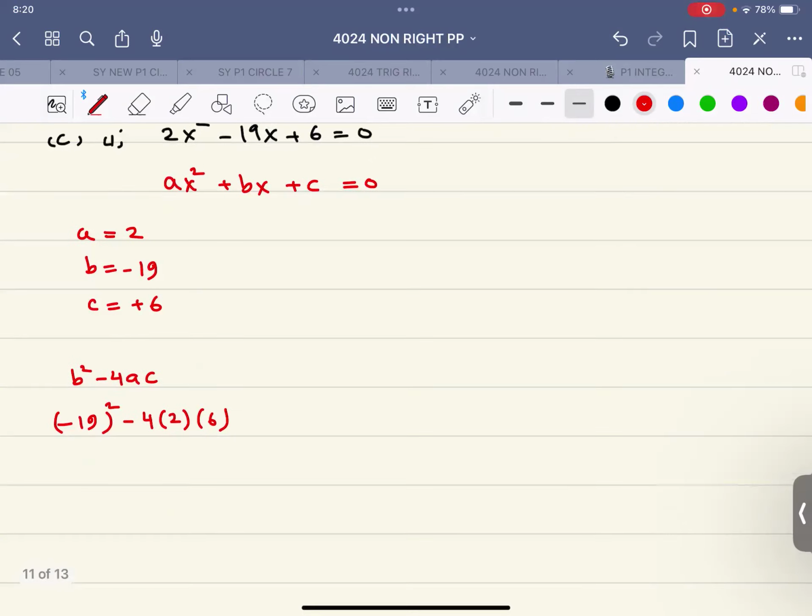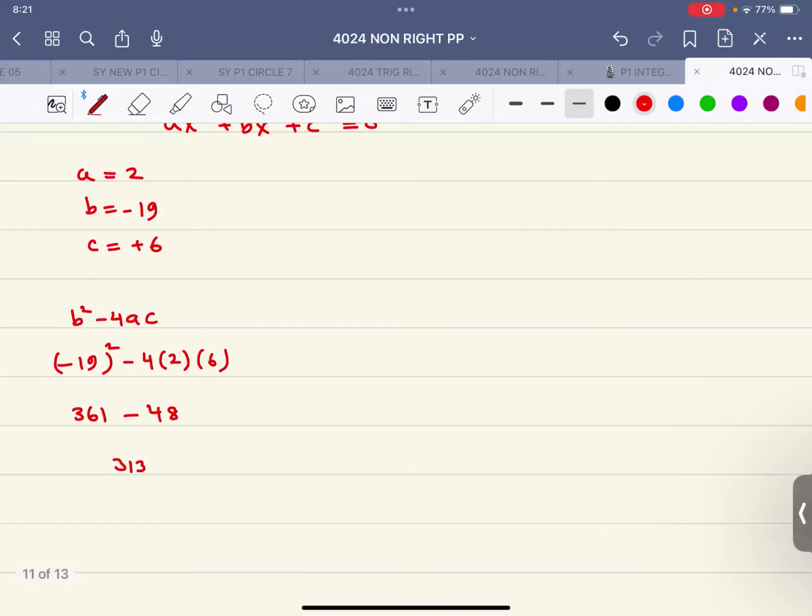And let me simplify this. That is 19 into 19. That is 361. And 4 into 2 into 6. 4 into 8, 8 into 6 is 48. So this is 361 minus 48. This comes out to be 313. Let me also take the square root of 313. That is 17.69. This is the square root.